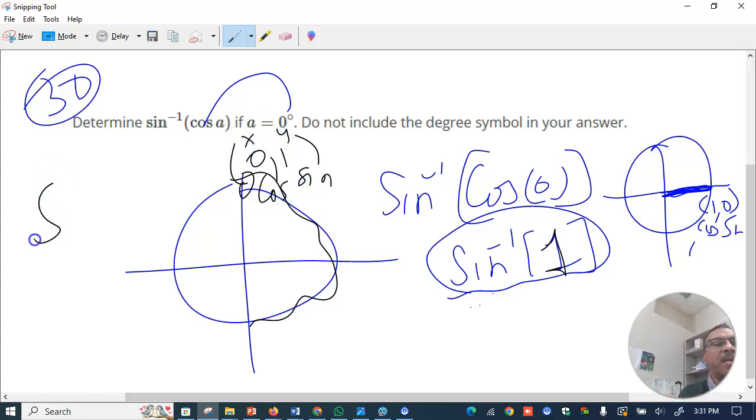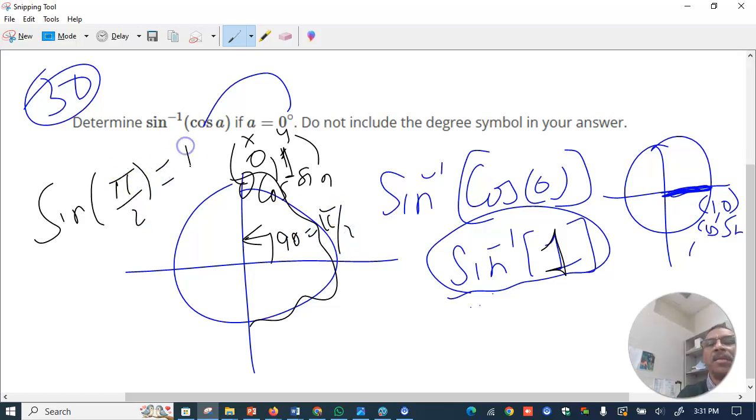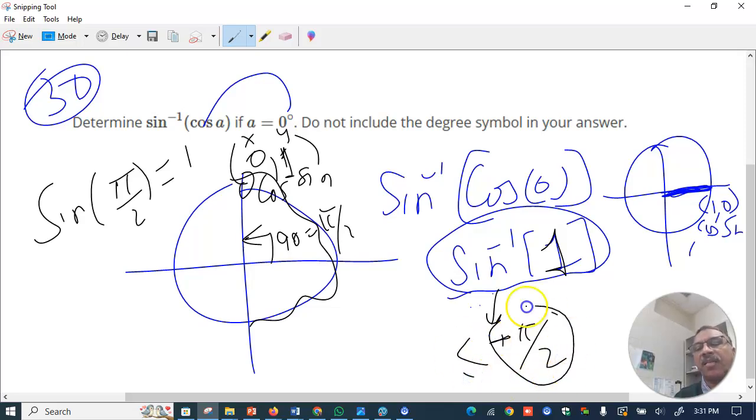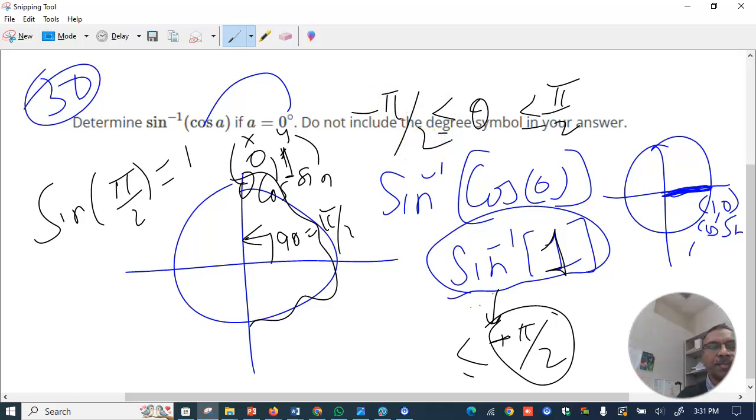Because there's a 1 here, this angle is 90, which is pi by 2. So sine of pi by 2 is 1. So sine inverse gives back pi by 2, which is in the range. We know theta has to be between minus pi by 2 and pi by 2. So you're done.